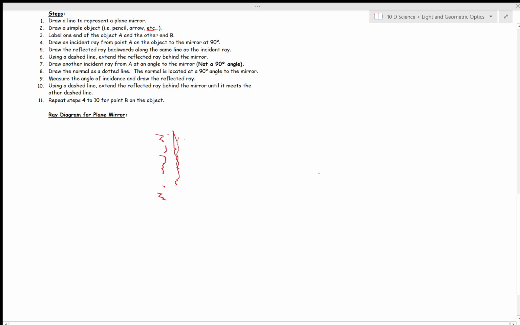Okay, I think the ruler is actually interfering with my computer screen because it's a metal ruler. So you guys are going to use a ruler. I'm going to freehand this. So here is my mirror.